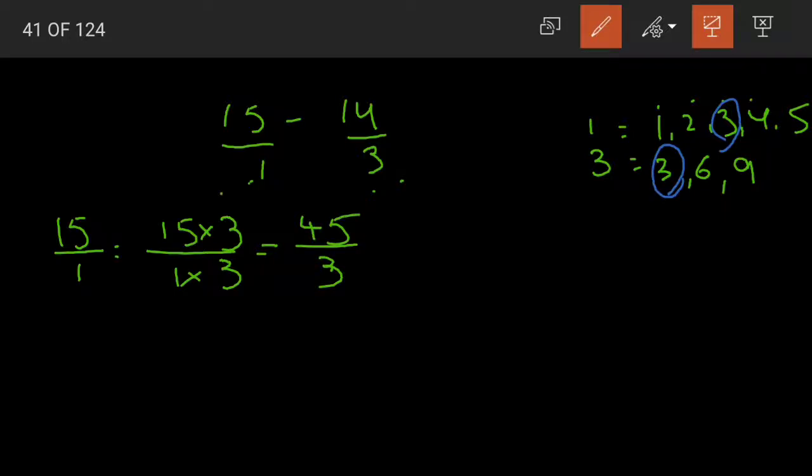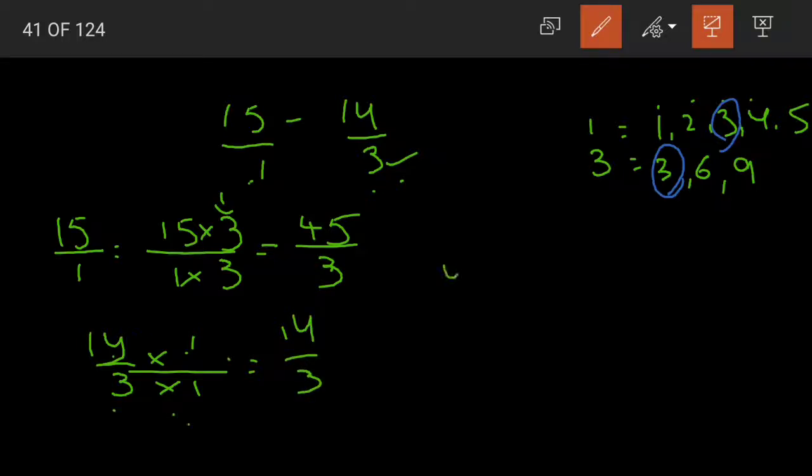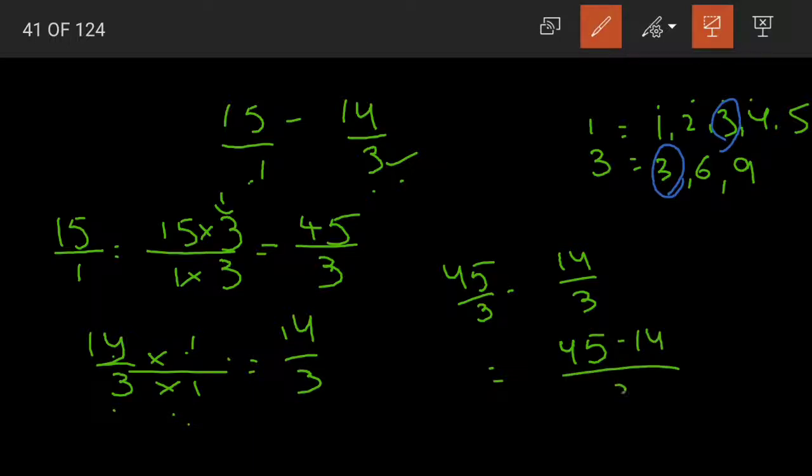We need to multiply the numerator also with the same number, children. 14 by 3. It is already having 3 as the denominator. So we can leave it simply as it is, or write 14 into 1 by 3 into 1. Now these are our fractions. 45 by 3 minus 14 by 3. How to subtract? Subtract the numerators and retain the common denominator 3. 45 minus 14. We have 1 and 3, that is 31 divided by 3.